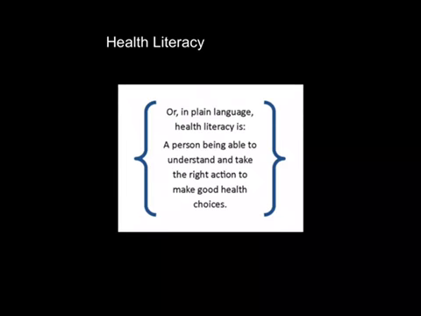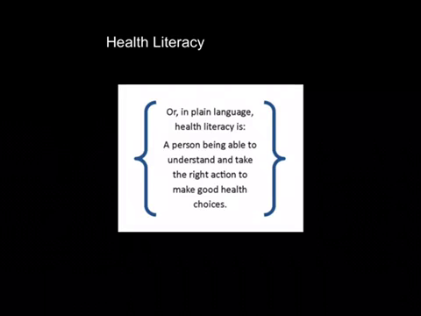So our ultimate goal is to develop health literacy, which means that we're able to find, understand, and utilize information to make good health choices. So taking all the awareness, the knowledge, the skills, put that all together and make good, healthy choices.